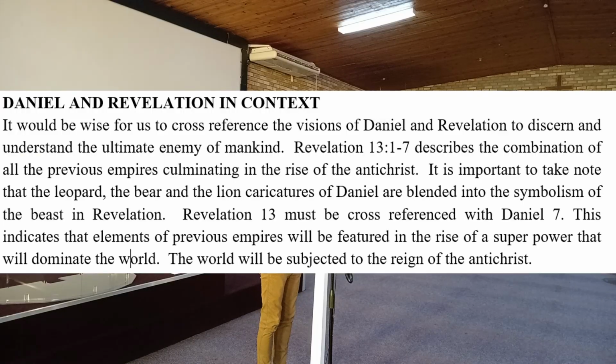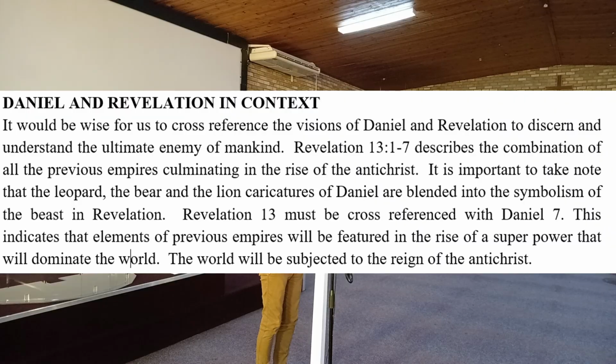This is really the only time that we're going to reference Daniel. To understand the book of Revelation, it's good to have a good understanding of the book of Daniel, which we've already done. So you've already got all the groundwork laid out about the empires and the Antichrist. This is really the only part in Revelation that directly references Daniel. It says this: it would be wise for us to cross-reference the visions of Daniel and Revelation to discern and understand the ultimate enemy of mankind.